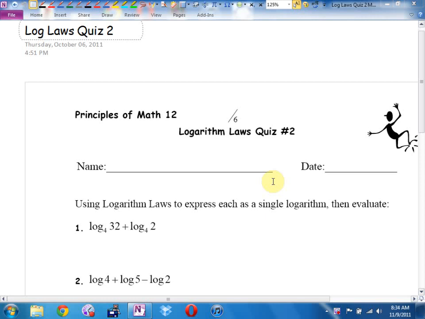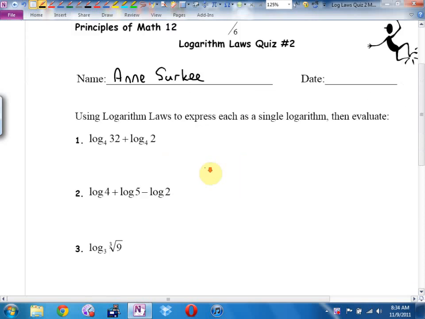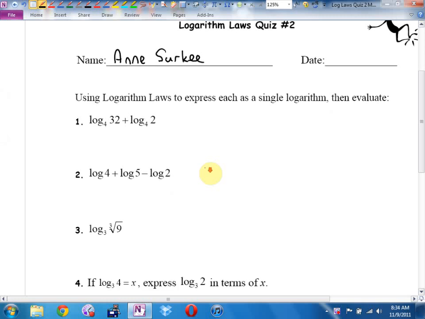So, logs quiz number two. It says use the log laws. Now, I said to you the curveball is number four, so I'm curious. We'll see. Use the log laws to express each as a single logarithm and then evaluate.